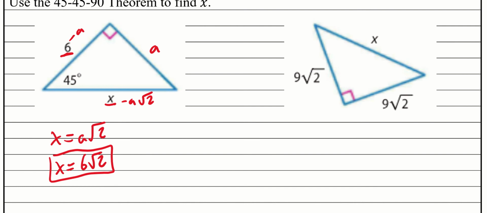Same idea here as well. If we're looking at this triangle, we're told some of the legs. Both of these legs are going to be A. They're both 9 square root of 2. And then this last one here, x, again, is the hypotenuse, and we know that's A square root of 2. So just like before, I'm just going to write out x equals A square root of 2.